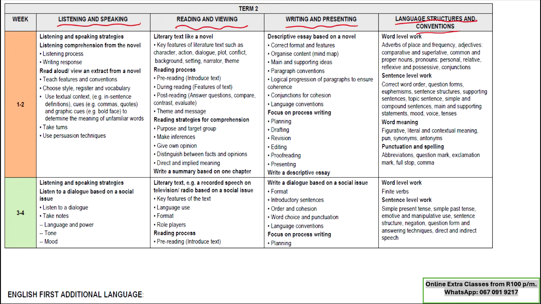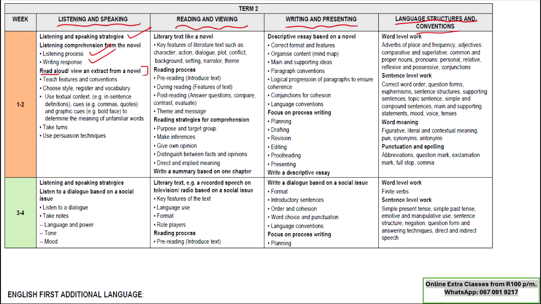Okay, so now let's go back to listening and speaking. So, listening and speaking, we can see that we have listening and speaking strategies, right? And then we also have listening comprehension from the novel. Remember, we have the listening process and the writing response, right? So we need to be able to read aloud and extract from a novel, right?